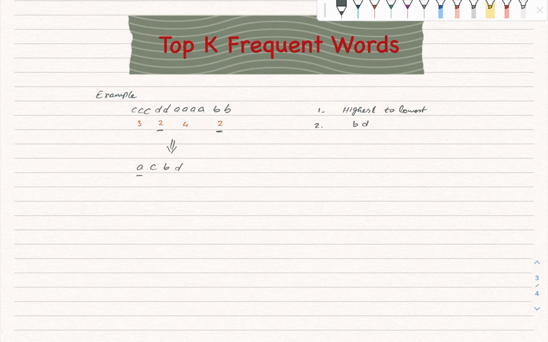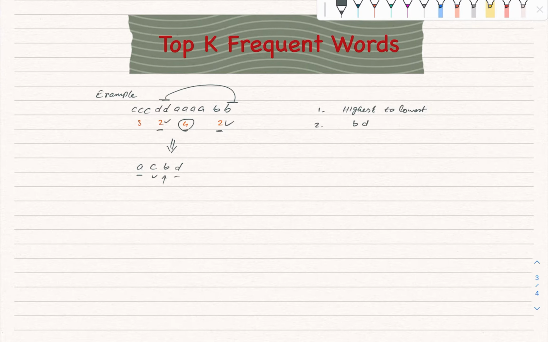A comes first because of its higher count. C comes after, and out of B and D, they have the same count here, 2 and 2. But B will come first as per its lexicographical ordering, and D will come after that.